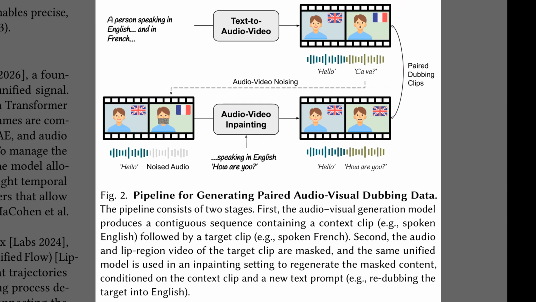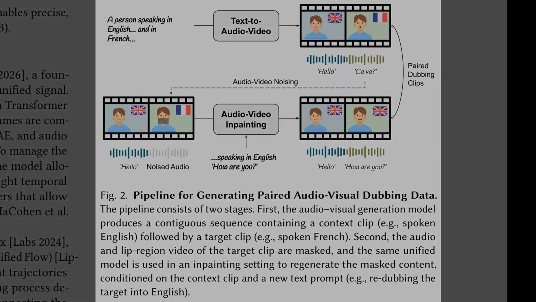To address the scarcity of aligned training data, Figure 2 outlines a clever synthetic generation pipeline. It starts at the top by creating a video that naturally switches languages, such as a speaker going from English to French. Then, looking at the bottom left, the system masks the mouth and audio of the French segment. An in-painting model fills this gap to transform the speech back into English. This yields two perfectly aligned clips, one in French and one in English, that share identical head motions, providing the necessary ground truth for training.